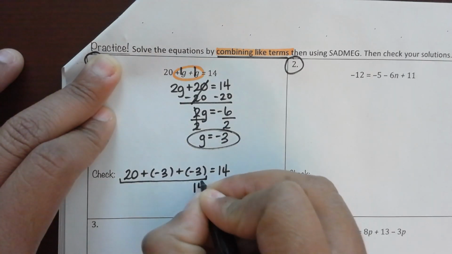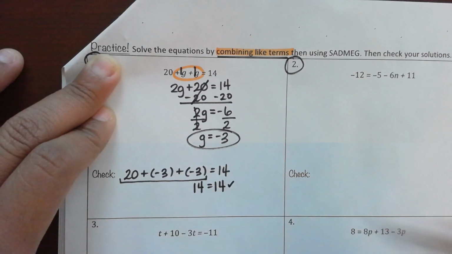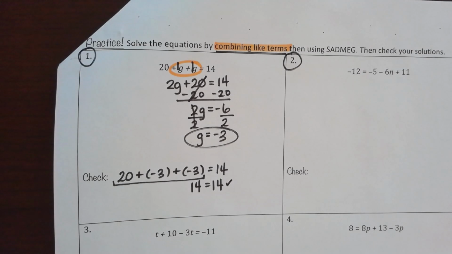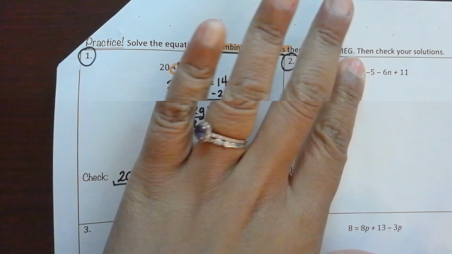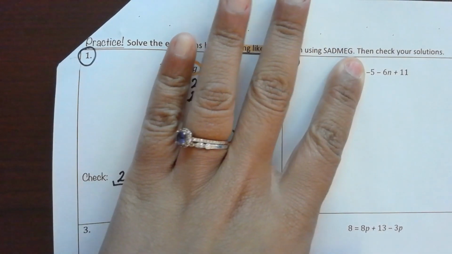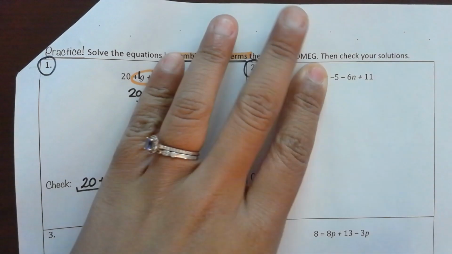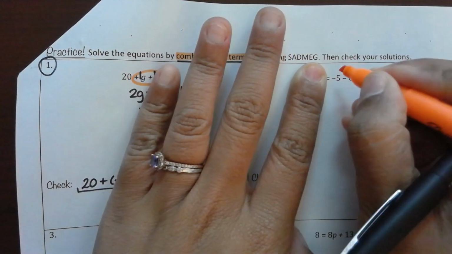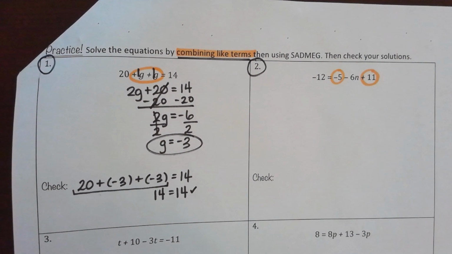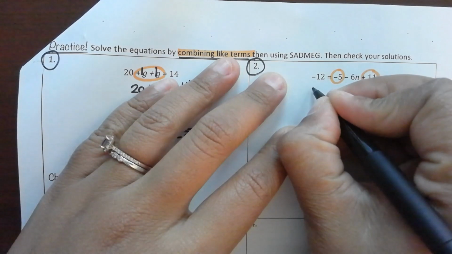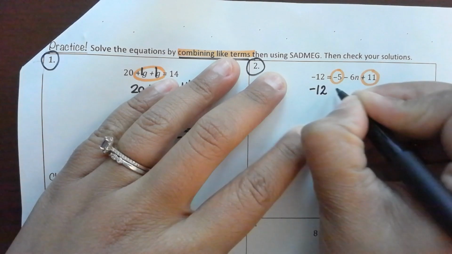What'd y'all get? Does 14 equal 14? Yes. Any questions there? All right, looking at number 2. If I cover the left side that only has one term, do I have any like terms on the right side? What are the like terms? So what am I typing in? Type that in, I'll tell you when. -12 comes down unchanged, equals.